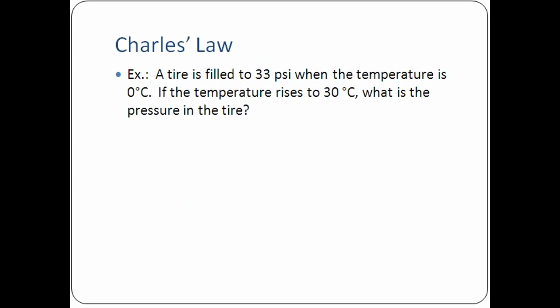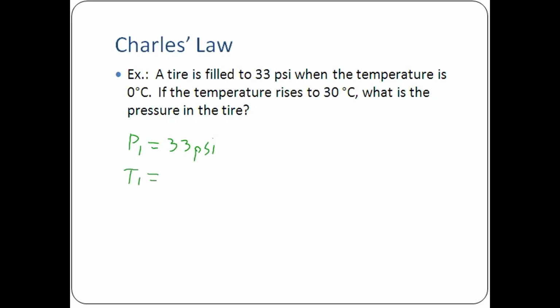So a tire is filled to 33 psi, pounds per square inch, when the temperature is 0 degrees C. If the temperature rises to 30 degrees C, what is the pressure in the tire? So let's set this up, is that we have P1, the original pressure. In this case, is 33 pounds per square inch, 33 psi. Not a normal pressure unit, but we said it's acceptable to use any pressure unit as long as it's the same before and after. So we should be good here.